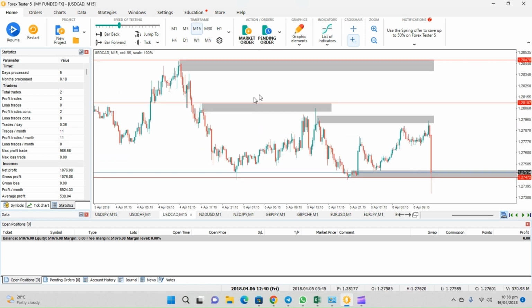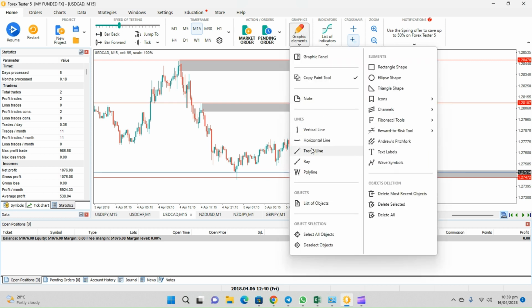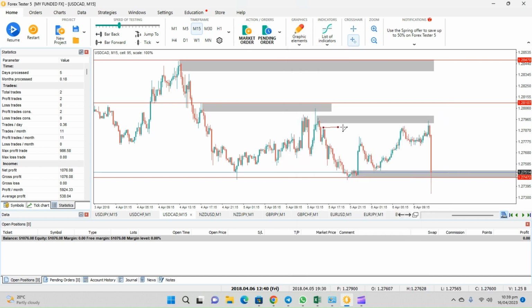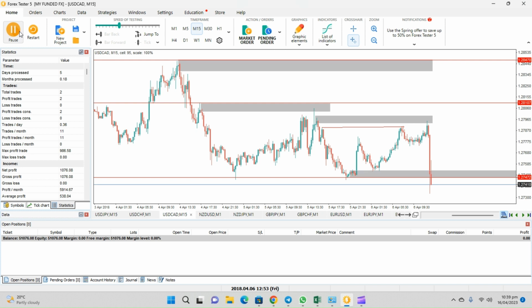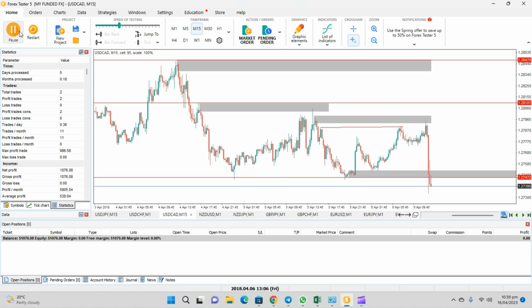Otherwise this would have been a perfect trade. Unfortunately we've missed this out. You can see that we had a nice rally base drop. We had liquidity right here, and the market beautifully dropped from that level right there, and we missed this out. This was absolutely amazing.